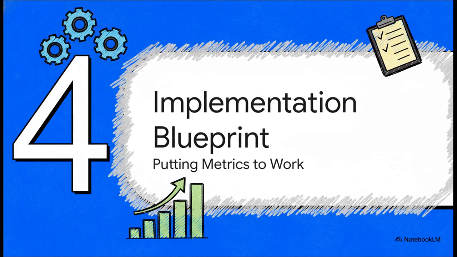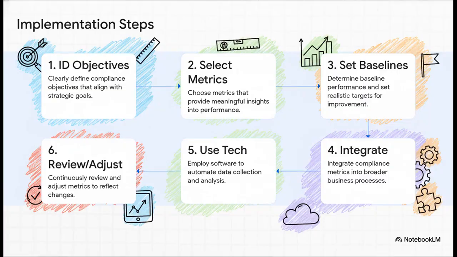And that brings us to our final section, Section 4. This is the blueprint. This is where the rubber meets the road. It's great to know what to measure, but how do you actually build a system to put these metrics to work in your organization? Here's a 6-step process that just works.